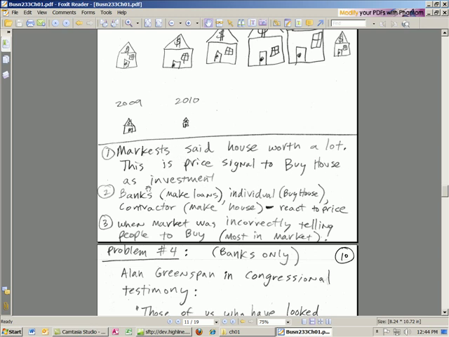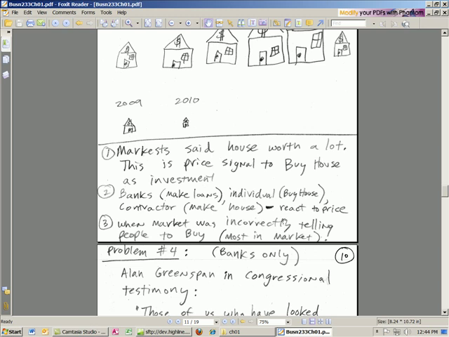All right, the market said the houses were worth a lot. This is a price signal to buy houses as an investment, right? Banks making the loans, individuals buying the houses, and contractors making the houses, and lots of other people, like Home Depot and Lowe's, were all opening new stores, right? Because everyone was doing houses. All of these people react to that increasing price. But the market was incorrectly telling people to buy, so the market was actually giving us an incorrect signal.